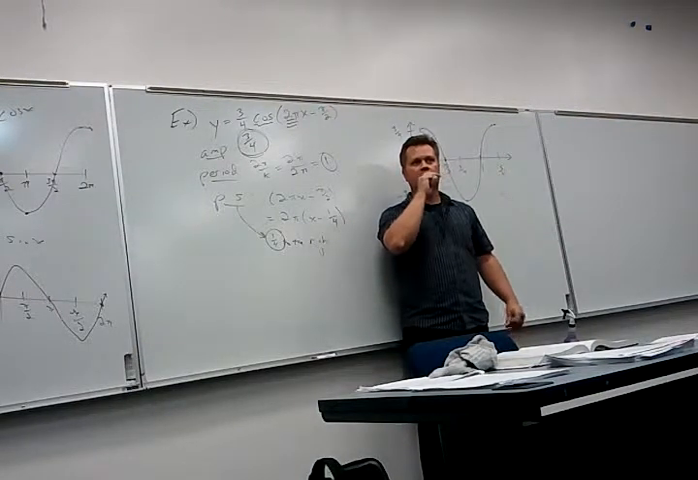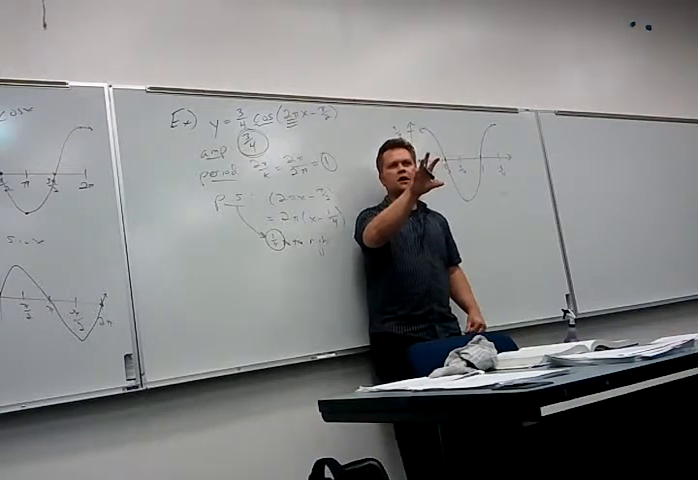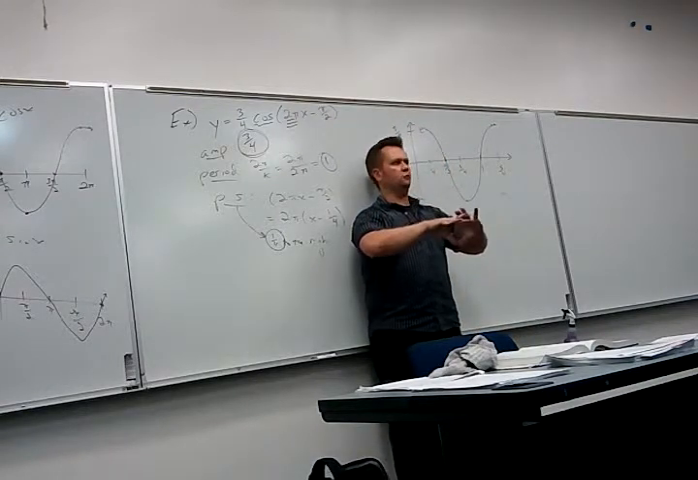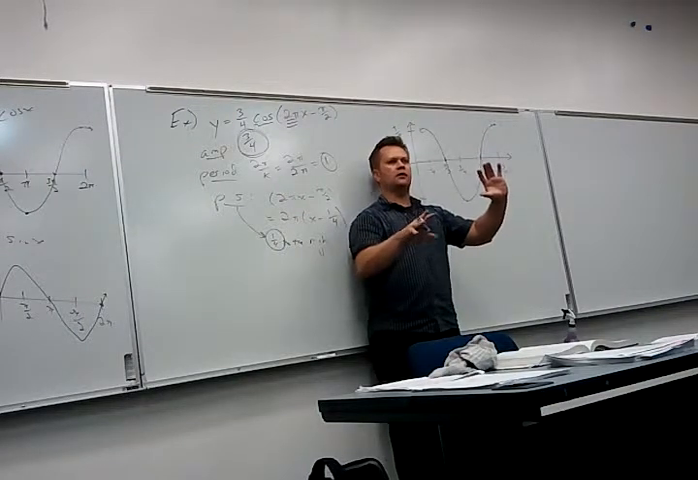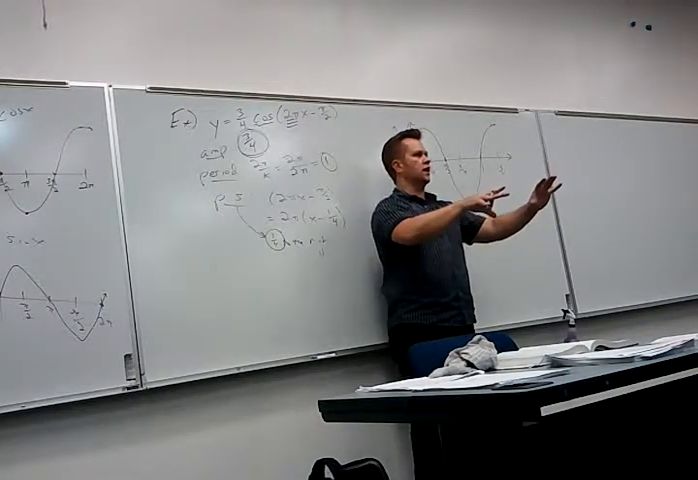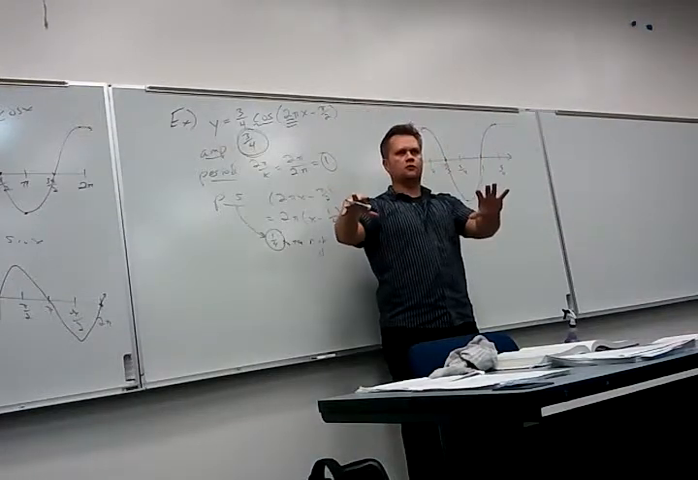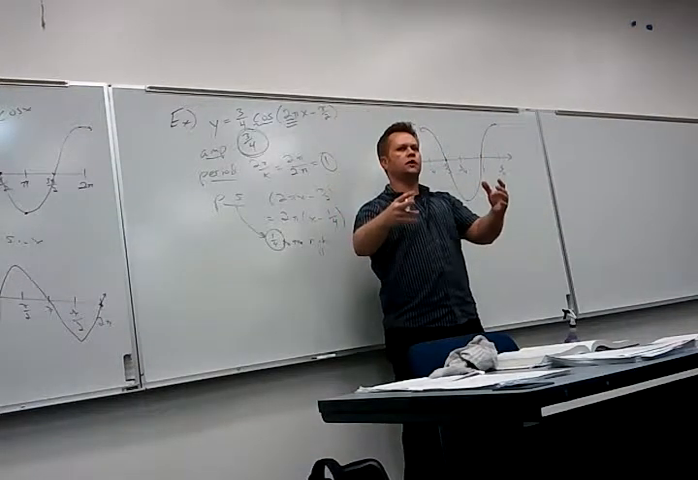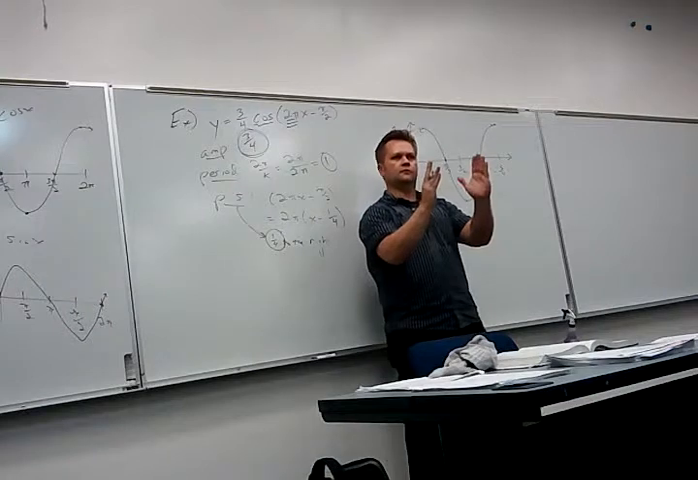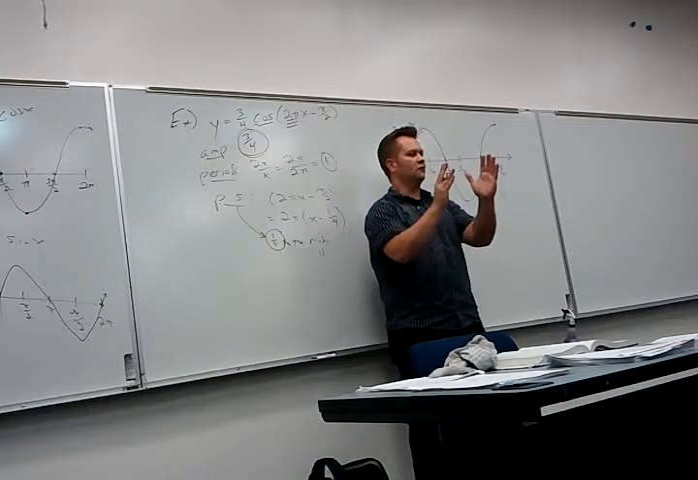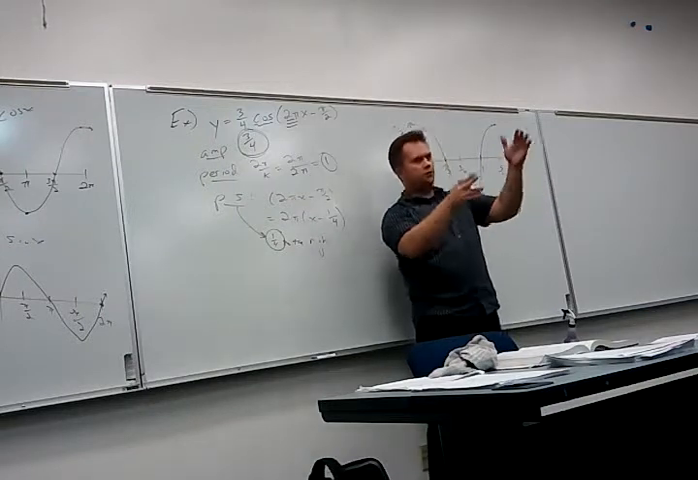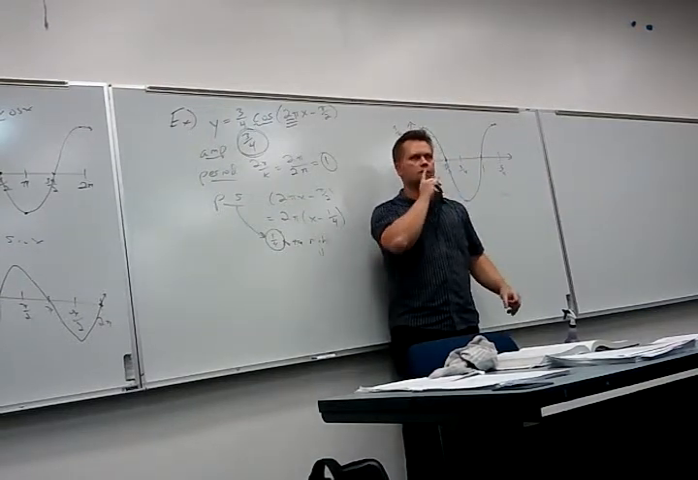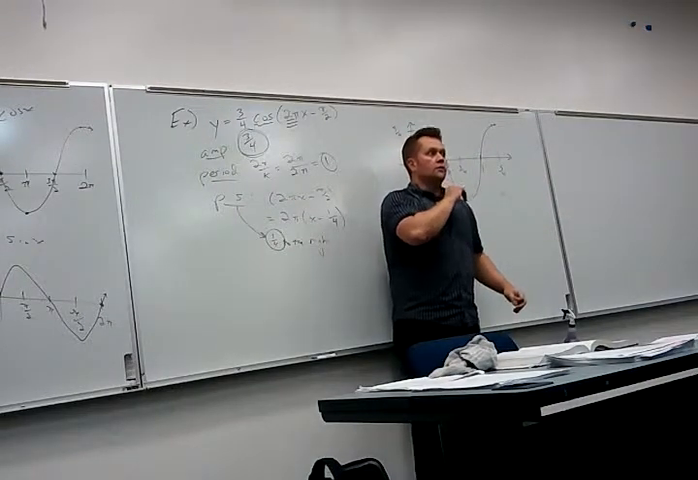I was afraid you were going to say always 2 pi, but it's 2 pi for what 4 trig functions? What 4 trig functions have 2 pi period? Sine, cosine, and of course secant and cosecant, because those are related. And of course tangent and cotangent have pi. So tangent goes from negative pi over 2 to pi over 2. Cotangent goes from 0 to pi.